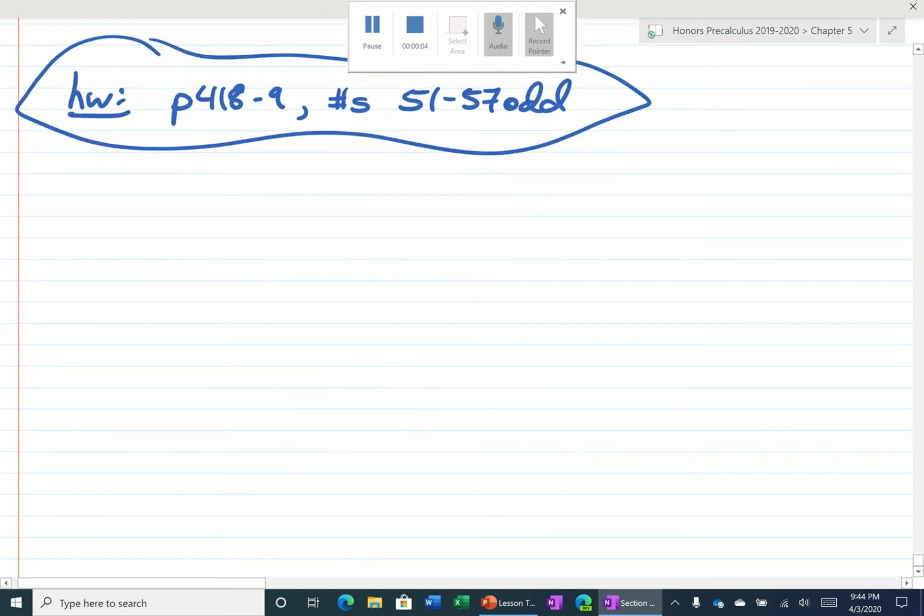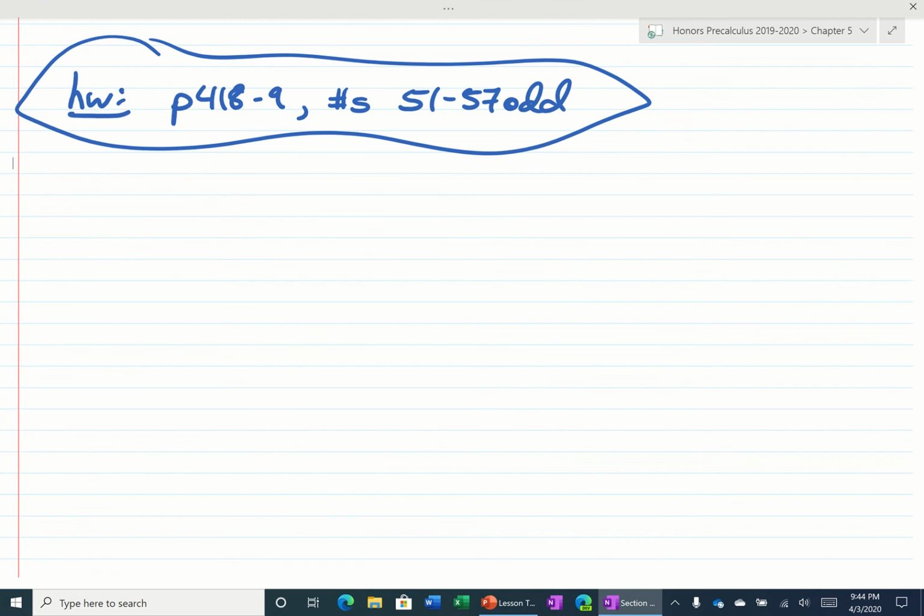All right, so let's take a look at some of your homework problems on page 418, 419. I asked you to do 51 to 57 odd. Taking a look at these, we have some zero problems. There's two of those, and there's two square roots. So it shouldn't be a big deal.